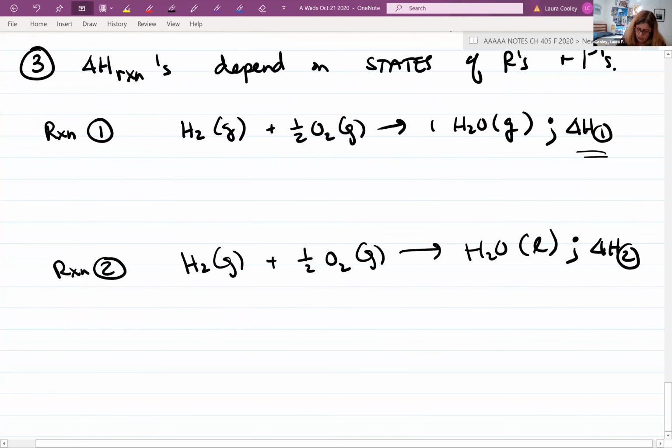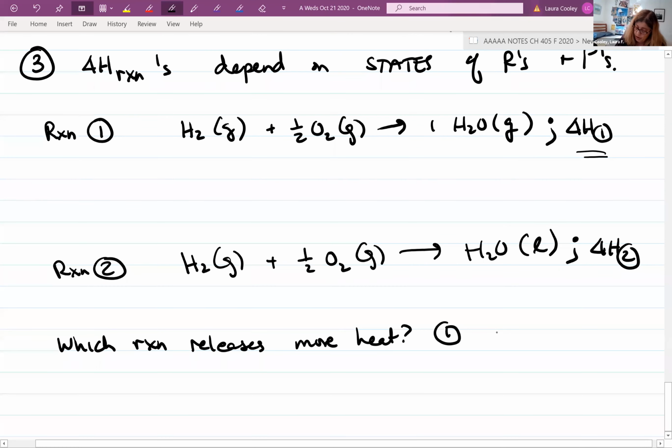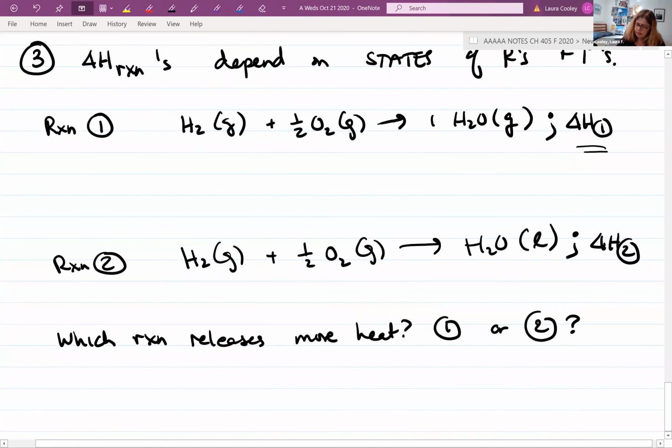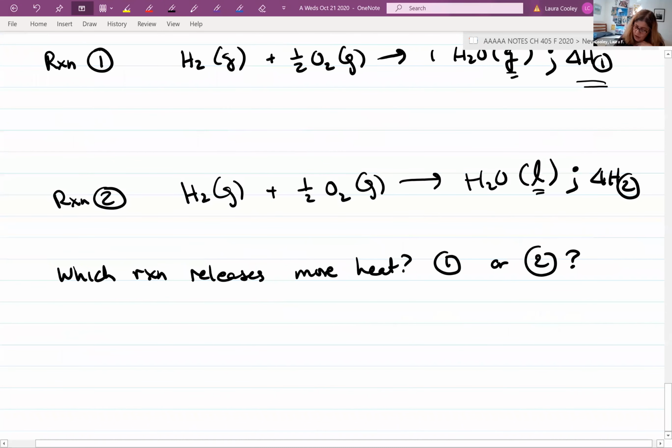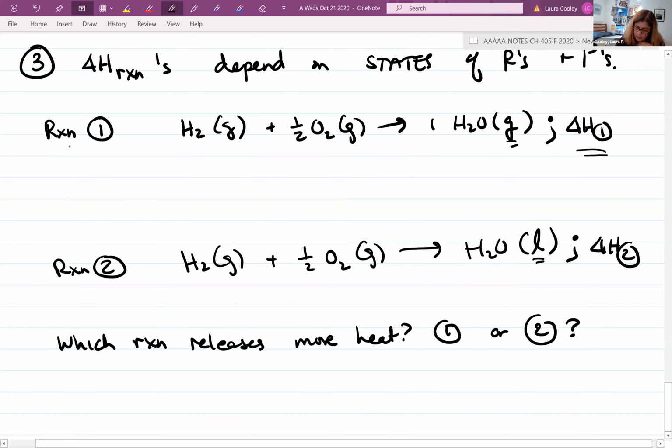So which reaction, we know they release heat. Which releases more heat, 1 or 2? So what's the answer to that? What's the only difference about these 2 reactions? Here you end up in the liquid, and here you end up in the gas. Which has a lower energy, the liquid or the gas? Liquid. That's right.